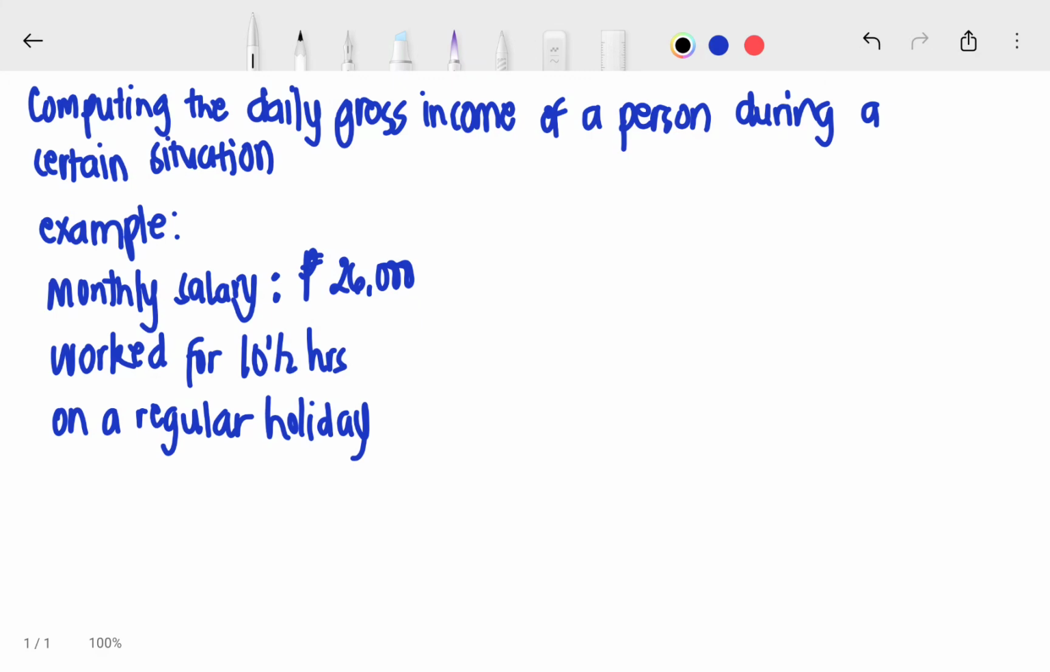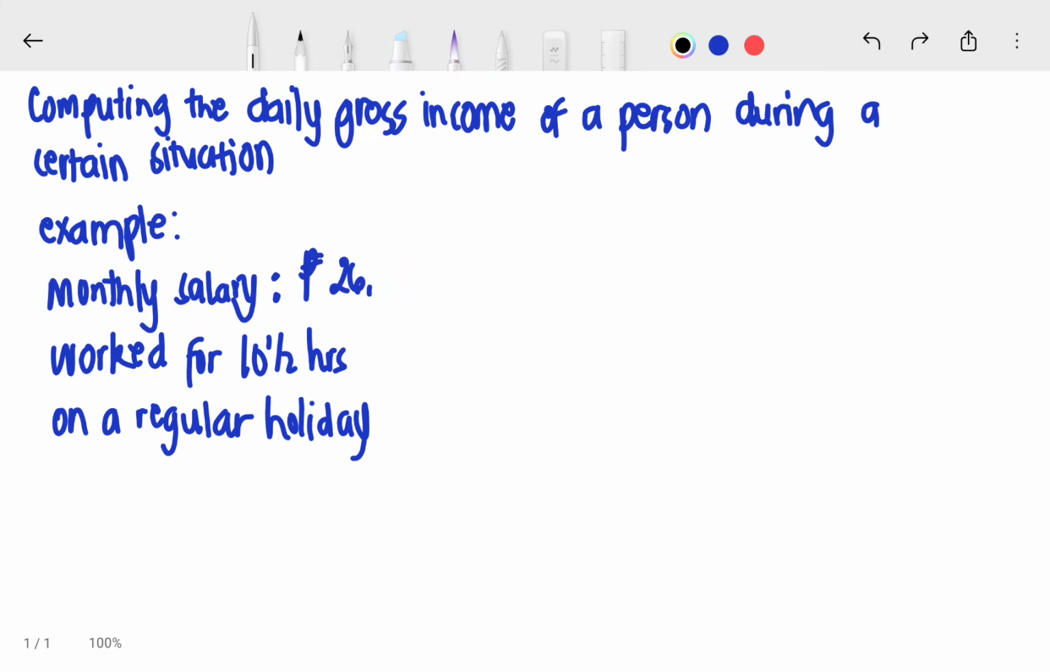So how much will be the rate of that person for that day who made this on a regular holiday and worked for 10 and a half hours? So we need to know the daily gross income of that person for that day. So let's start with knowing how much is the daily rate of the person.